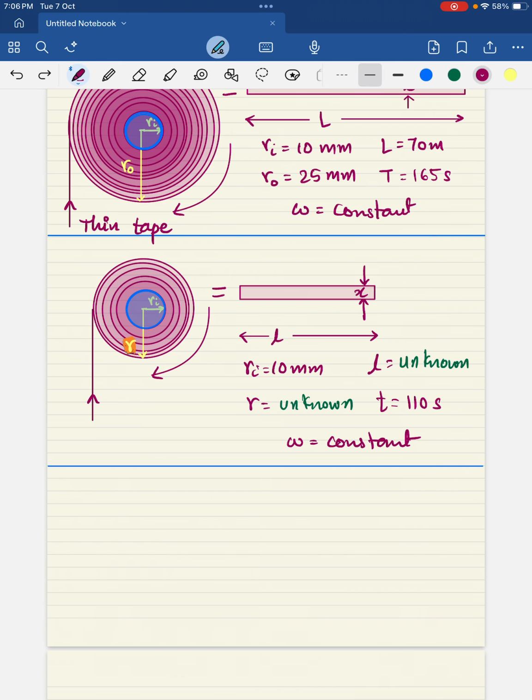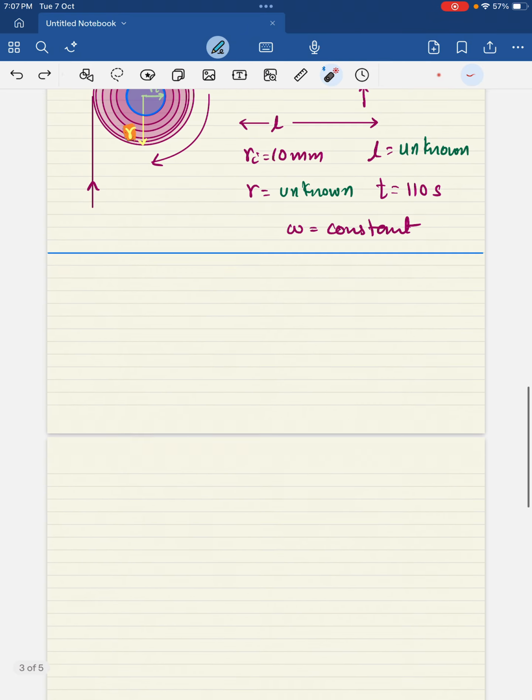And one more data is given, that the angular velocity is constant because the machinery is same, so the winding rate is same. So this actually signifies the radius, which is just increasing from this part to this part, would be linearly dependent on time. So anyway, we'll come to that part in some time.